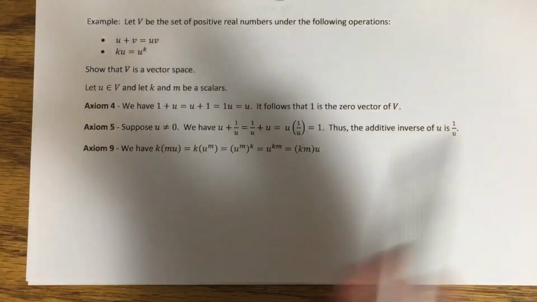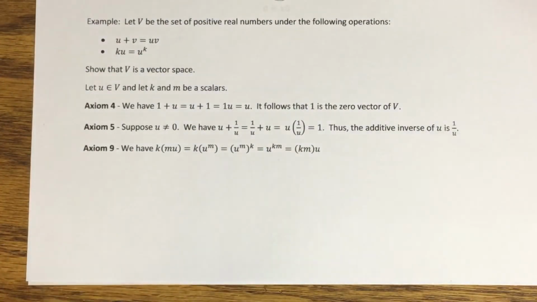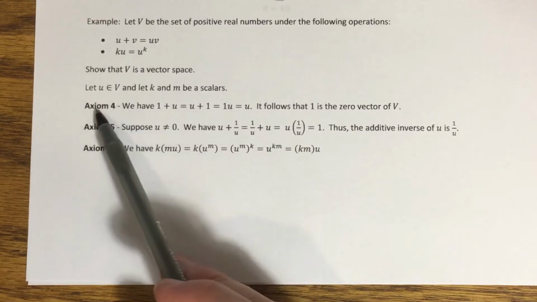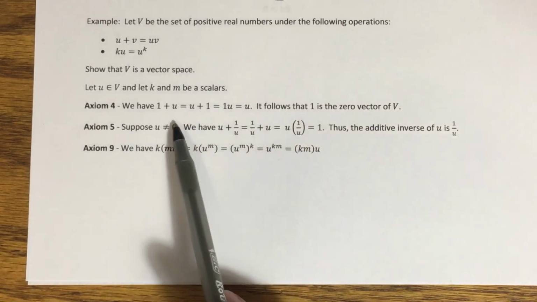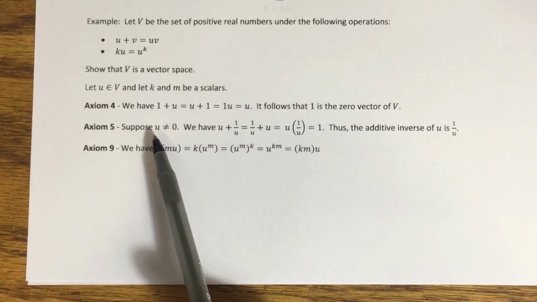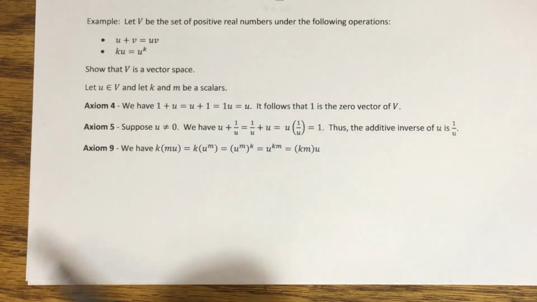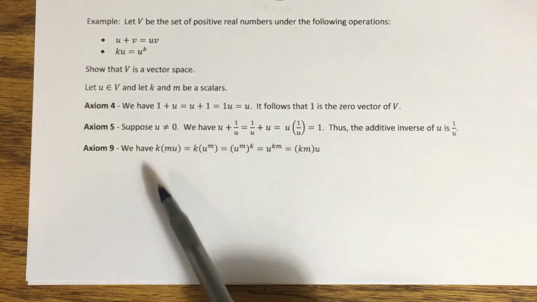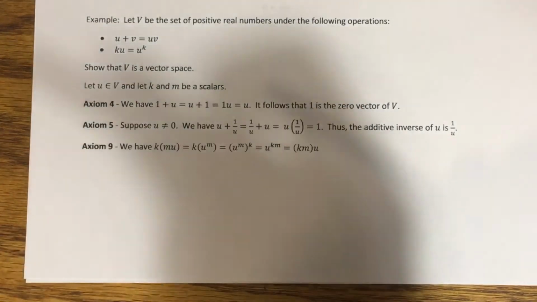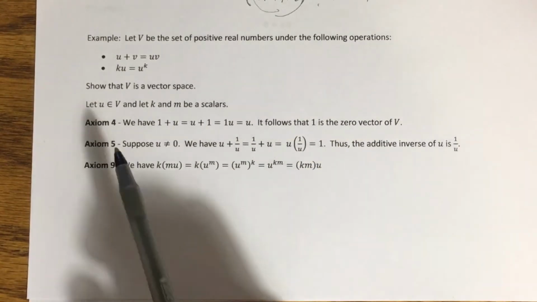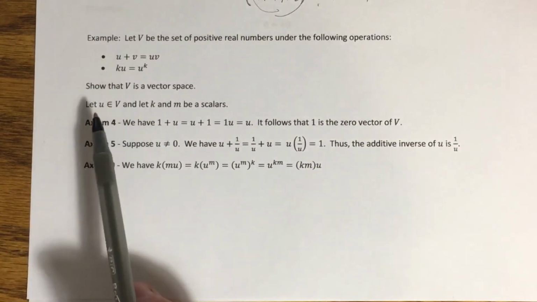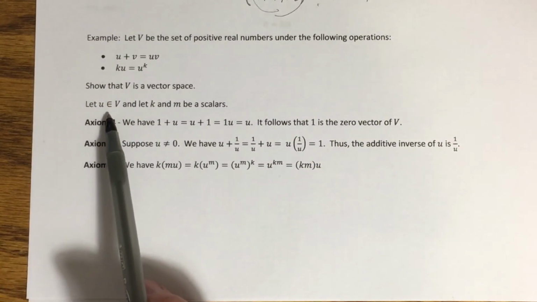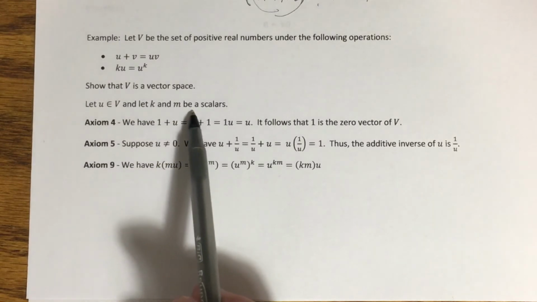Because it takes a lot of time to go through all 10 axioms, I'm not going to go through all 10 of them. All 10 of them are satisfied, but I'm just going to show you 3 of them. These 2 your book shows you, Axiom 4 and Axiom 5, and I want to show you this as well because it shows you that under this definition, the 0 vector doesn't necessarily look like 0, and inverses don't necessarily look the way that you think they would. Axiom 9 is not in your book. I'm going to just prove that here to give you something different to look at. So let's suppose u is an element of V, and let k and m be scalars.